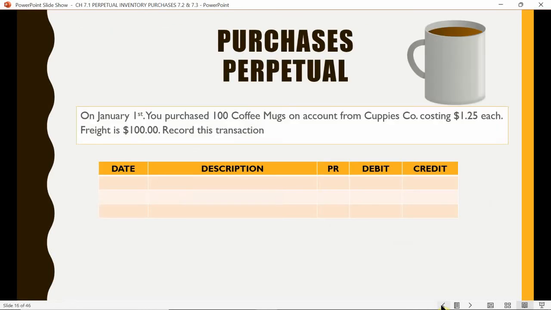So let's take a look at an example here, okay? In this case, it is January 1st, and you decided to purchase 100 coffee mugs on account from Cuppies Co. Each coffee mug is $1.25. Freight costs you $100. So let's record this transaction. So let's practice this one, okay? In this case, how would I journalize this?